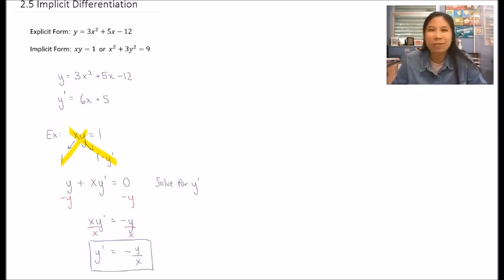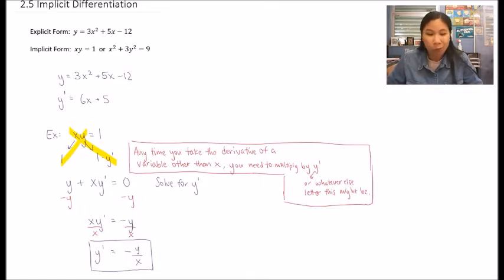So you can see how this is slightly different from what derivatives we're finding, because now since x's and y's are mixed together, our final answer is also going to have x's and y's mixed together. Basically, the whole point of implicit differentiation is that anytime you take the derivative of a variable other than x, you have to multiply by y prime, or whatever other letter it is. So if it's t or whatever, t prime. But you have to use it.